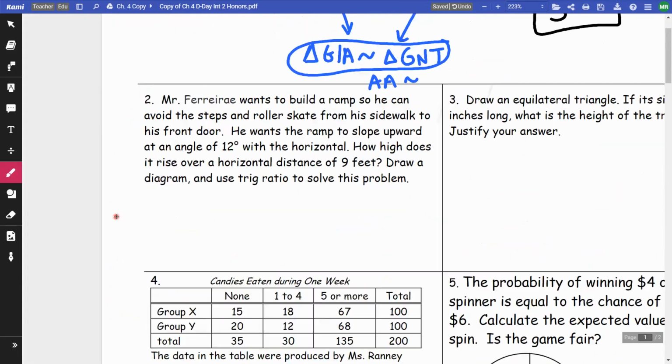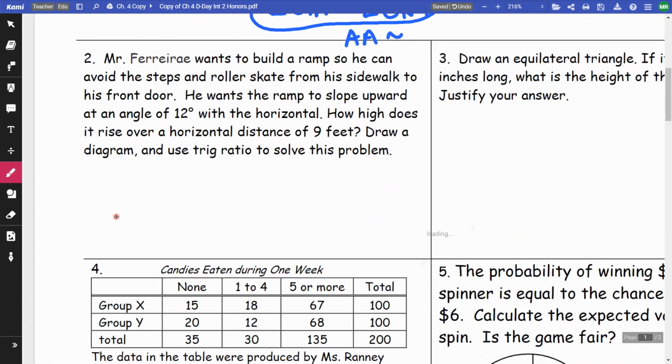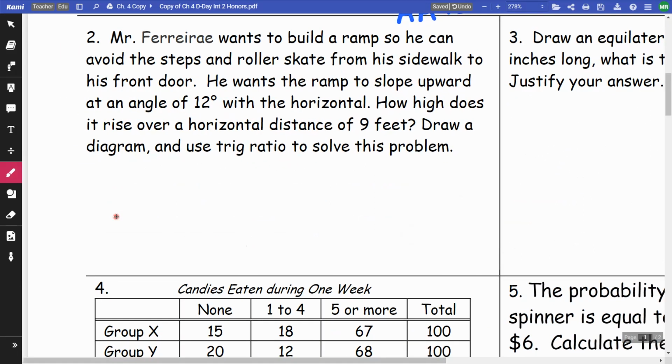On number 2, Mr. Fier wants to build a ramp so he can avoid the steps and roller skate from his sidewalk to his front door. He wants the ramp to slope upward at an angle of 12 degrees with the horizontal. How high does it rise over a horizontal distance of 9 feet? Draw a diagram and use a trig ratio to solve the problem.